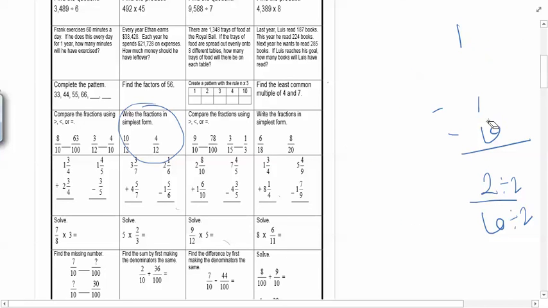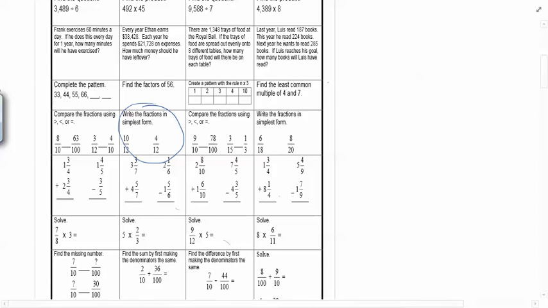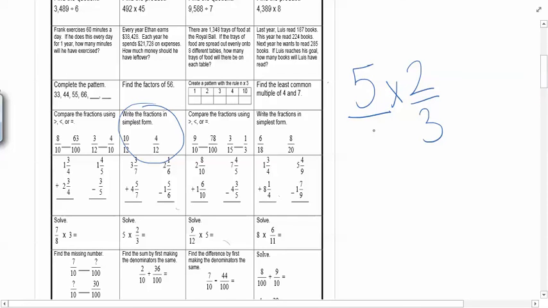Moving on to the multiplying of fractions. 5 times 2/3. And I told you that there's an imaginary 1 as the denominator whenever you have a whole number times a fraction. 5 times 2 is 10, and 3 times 1 is 3. That's improper, so you're going to have to make it into a mixed number.